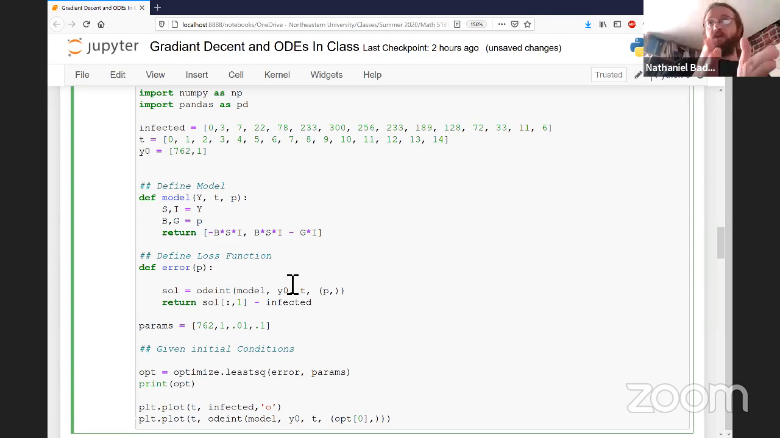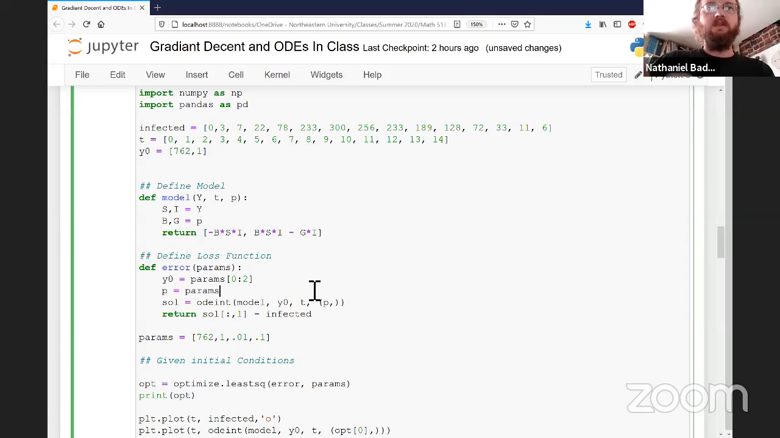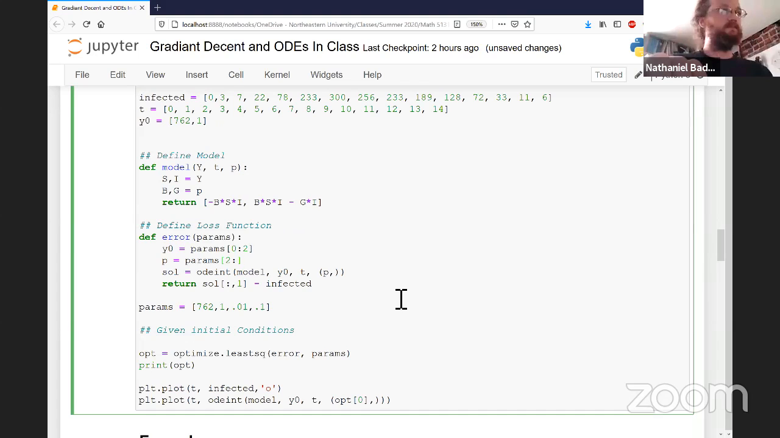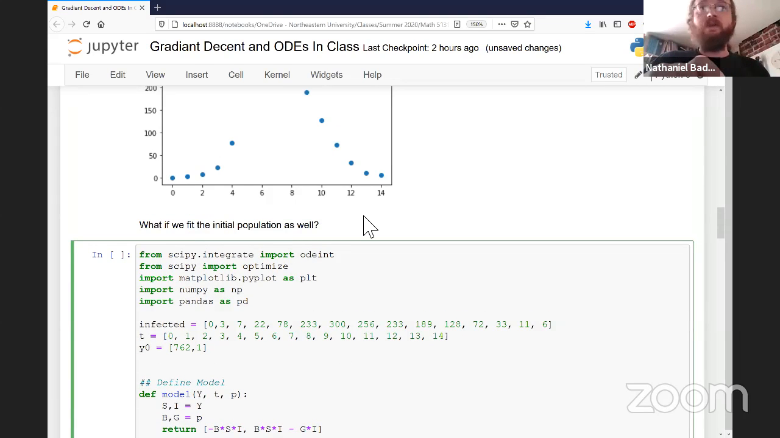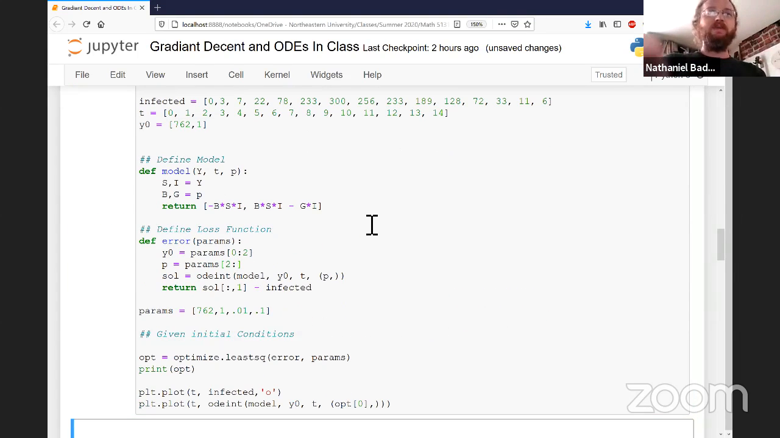So the first thing we have to do here, so ODE, and we need to feed it y0, and we need to feed it p. So we can just tell it, well, y0 is going to be, we have params. Let's call this params now as well. We want the first two to be the initial conditions, and then we want the next two to be the parameters. And so now it'll fit the initial condition as well, right? The initial condition is something we specify. So let's see what happens.